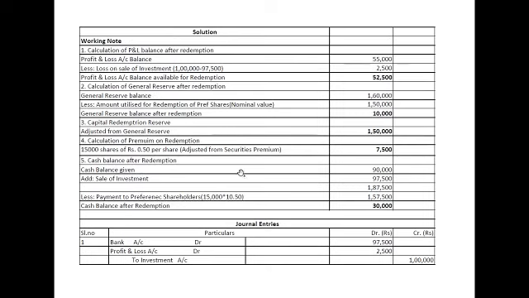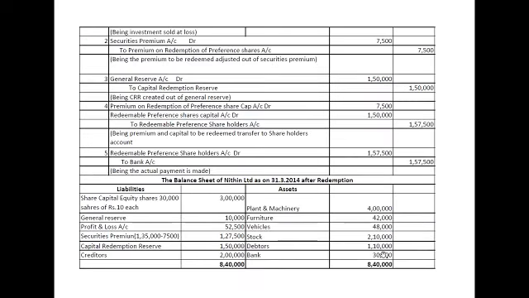Cash balance as per the balance sheet given is 90,000 plus sale proceeds of investment 97,500. Add that amount and we get 1,87,500. From that, the final settlement made for the redemption, payment to the preference shareholders, 1,57,500 including premium amount. So finally the cash balance after redemption is 30,000. That we have to write here. Ultimately the balance sheet will tally at 8,40,000 on both sides.